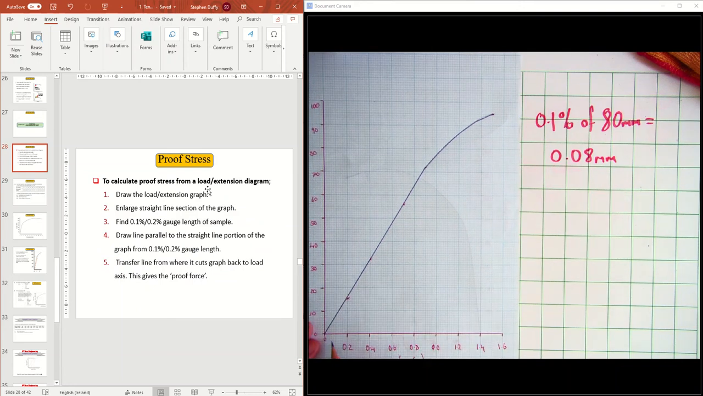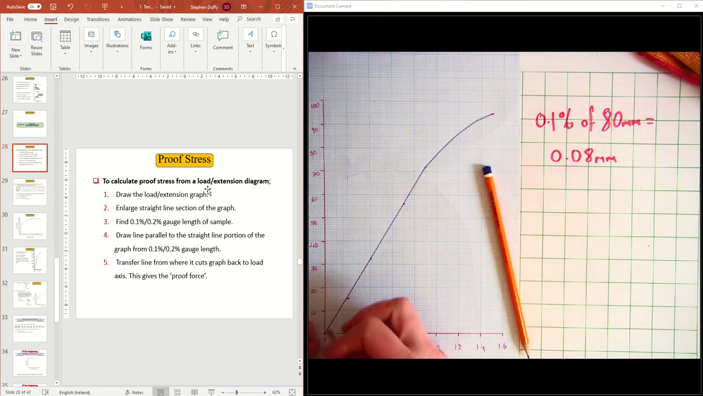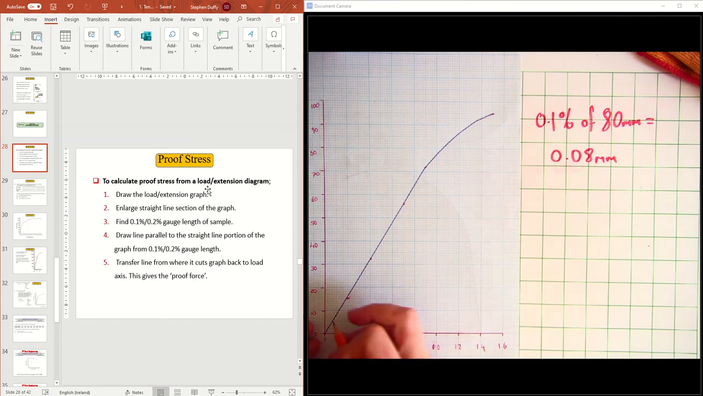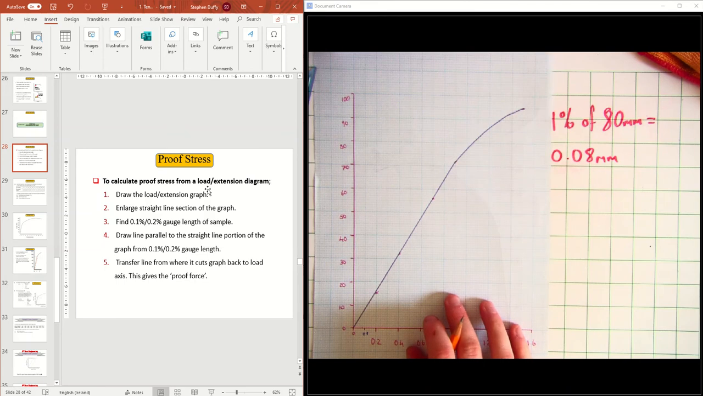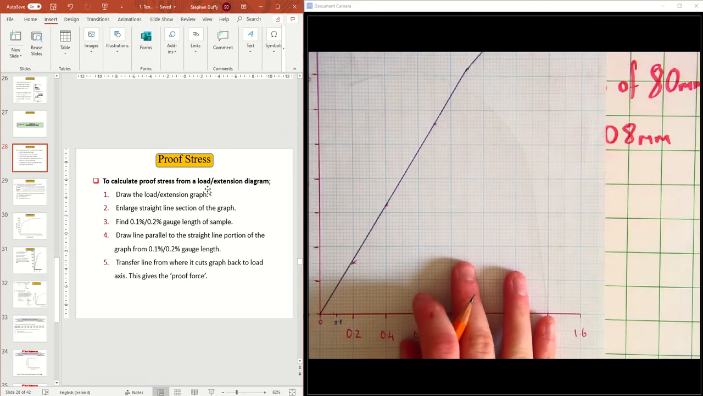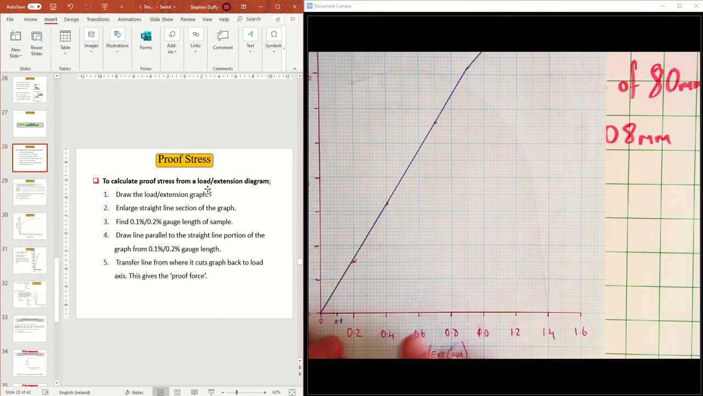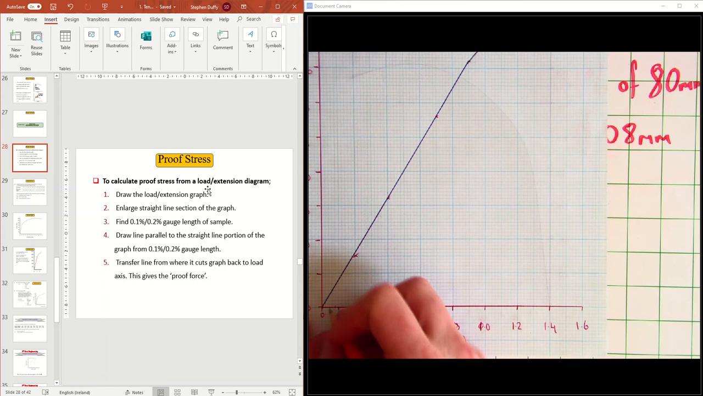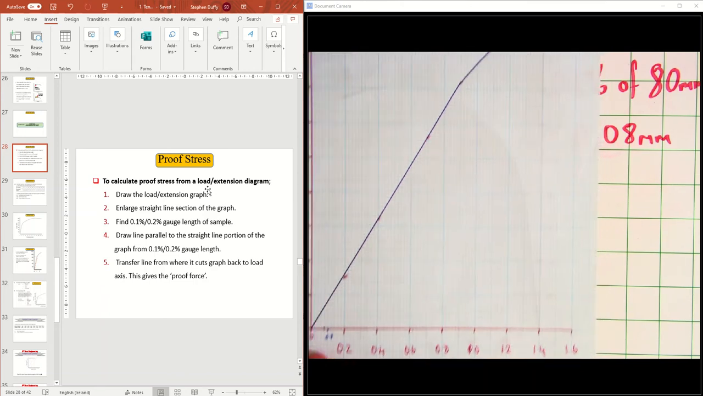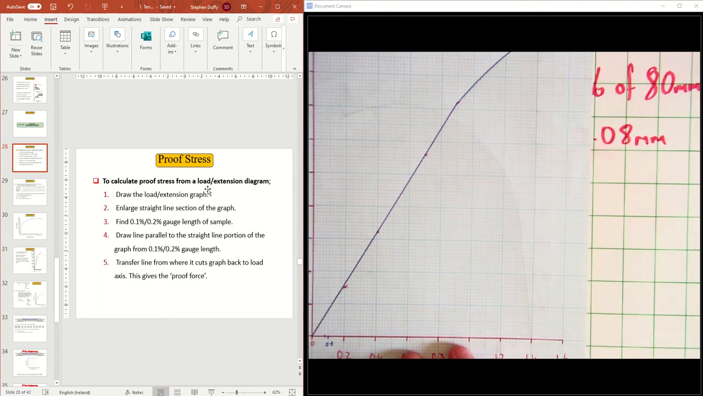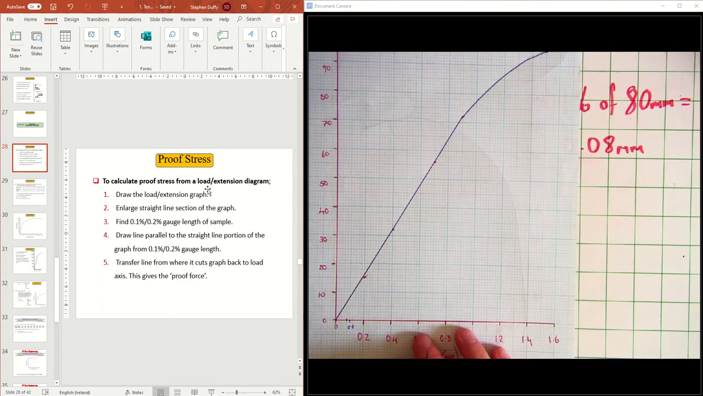I'm going to find 0.08 down here. So here's 0.2. This is 0. So this is 0.1 here. So 0.08 has to be the box before it. I'll just zoom in there. So 0.08, and I know it's the little box here before it. From there I want to draw a line parallel to the straight line part of my graph. So a line parallel to that.